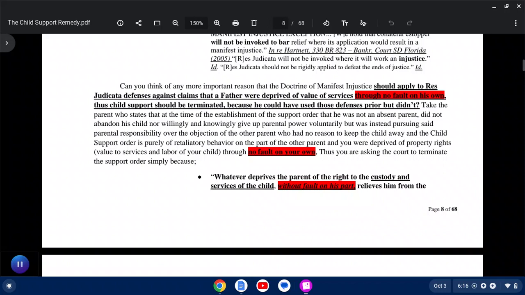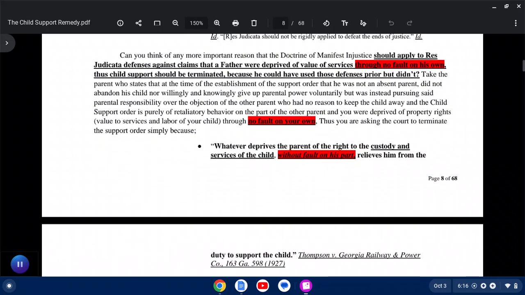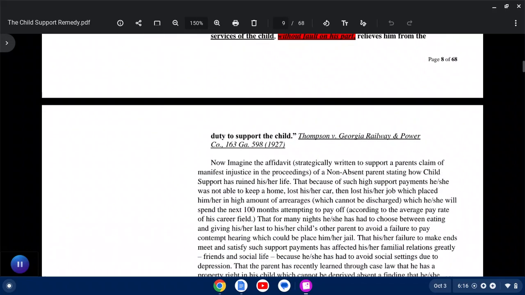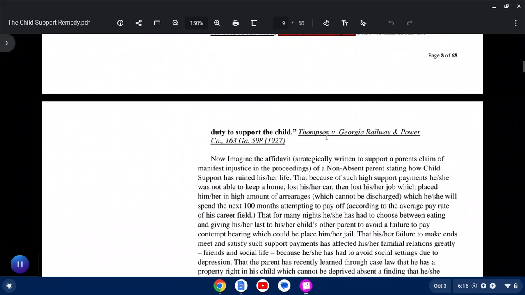Thus, you are asking the court to terminate the support order simply because whatever deprives the parent of the right to the custody and services of the child without fault on his part relieves him from the duty to support the child. And there's the case right there.